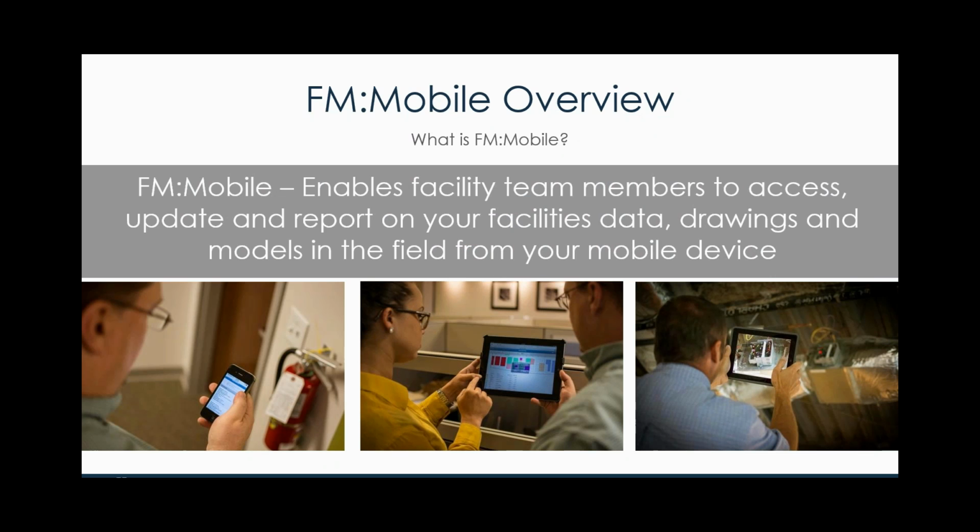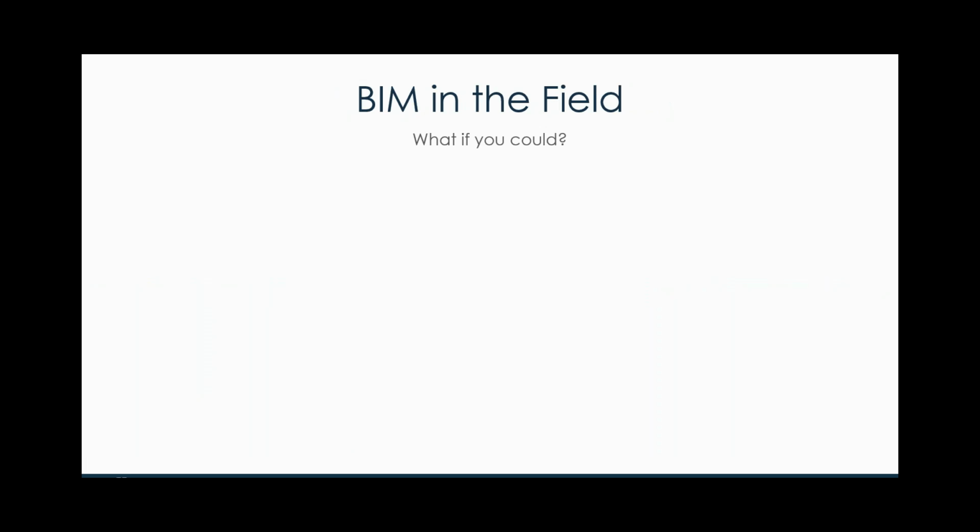On the left there, you see a facility technician who maybe is doing a PM check or just checking on the condition of a fire extinguisher and accessing the record for that piece of equipment and updating it. Being able to access floor plans, take photographs, essentially using these mobile devices through FMMobile as a field data collection tool for being able to not only populate FM Interact, but also your Revit models. So BIM in the field.